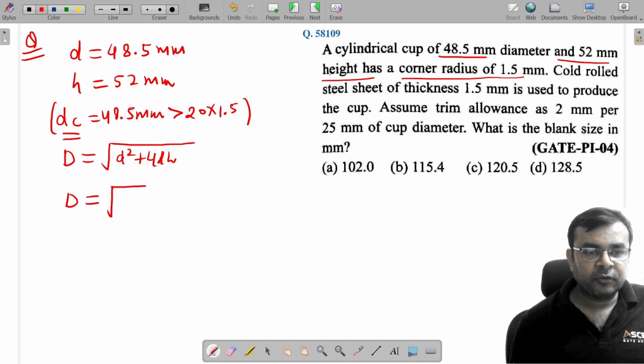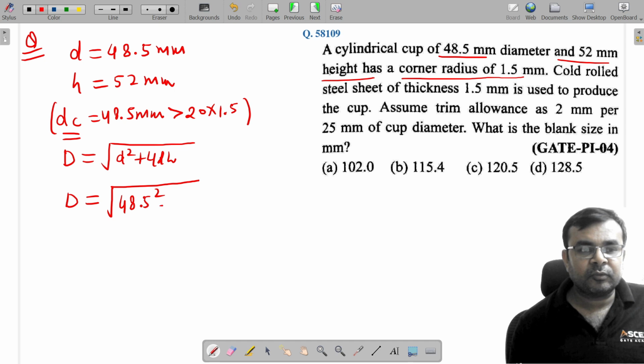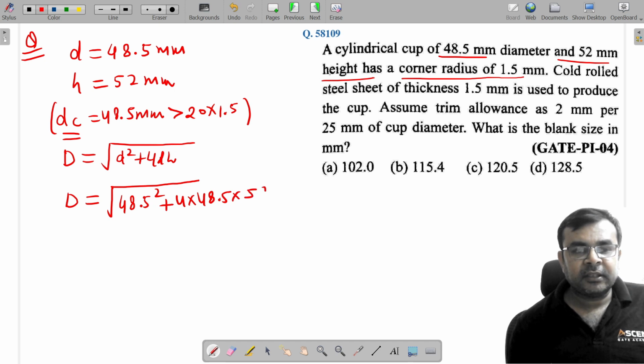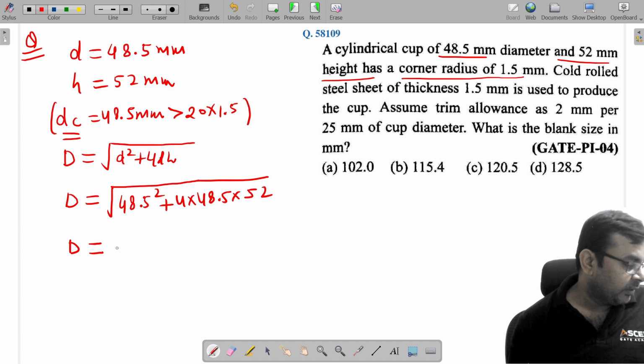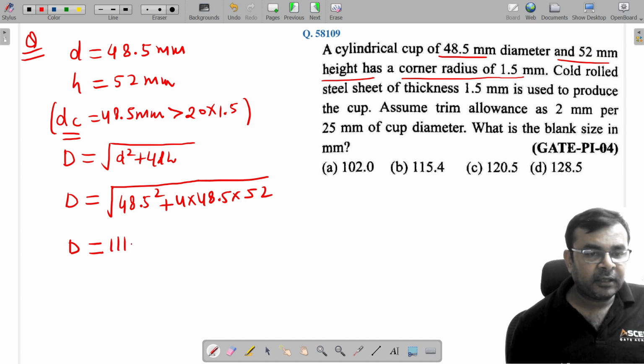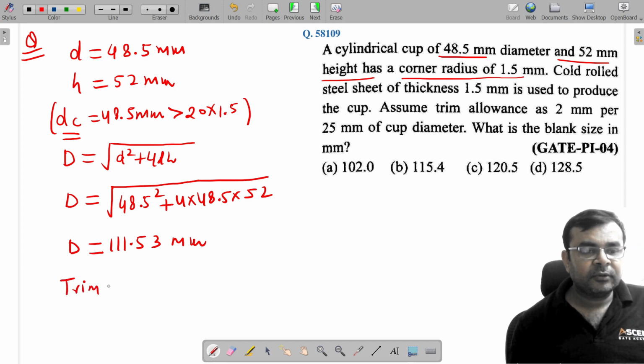Correct? So you can see here, 48.5 whole square plus 4 times 48.5 into h, that is 52 mm. So when you simplify this, you will get 111.53 mm. And after this, you need to calculate the trim allowance.